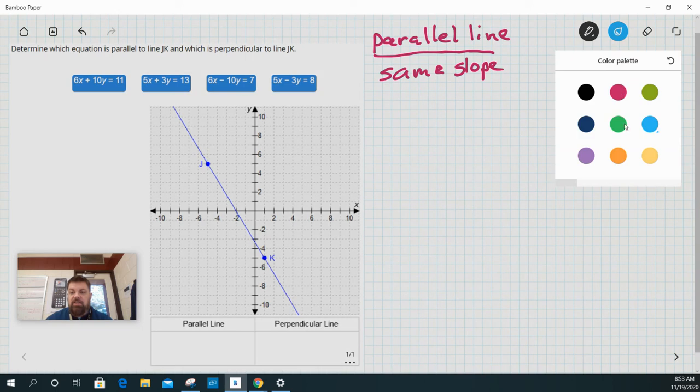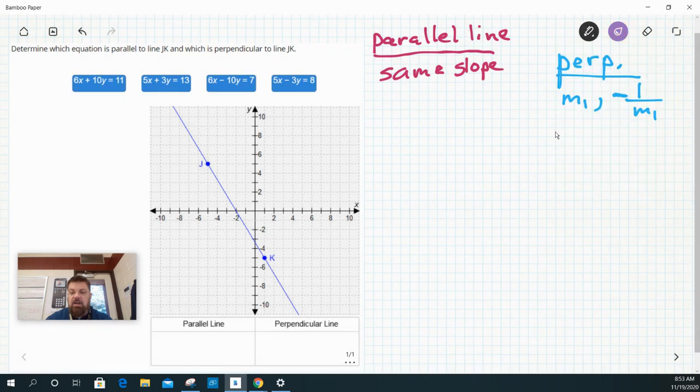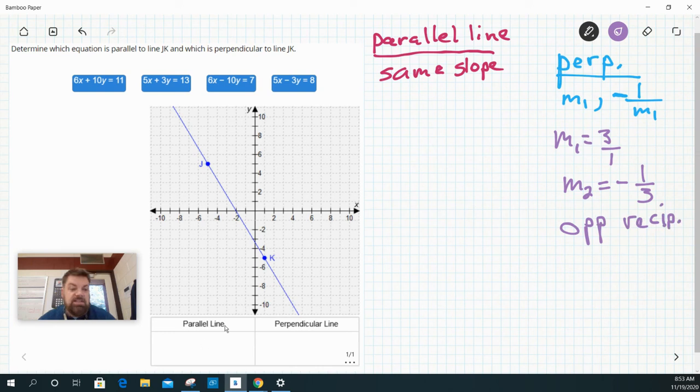Let me give you an example of that. If I have a slope equal to 3, 3 is the same as 3 over 1, the next slope would be the opposite, which is negative 1 over 3. So it is what we call the opposite reciprocal. Reciprocal just means flipping the fraction. Opposite means the opposite sign. If it's positive, the opposite of positive is negative. The opposite of negative is positive.